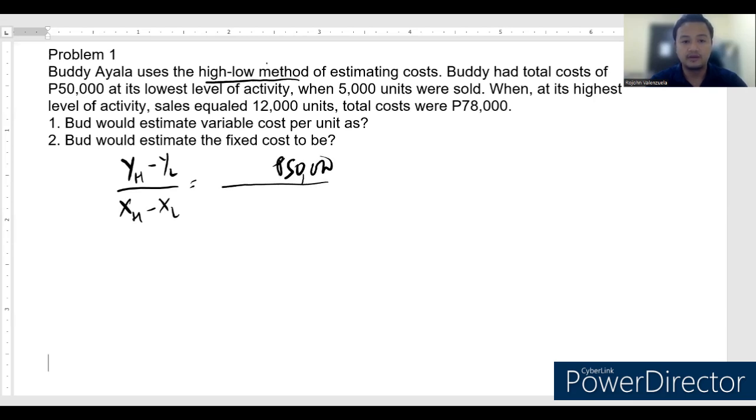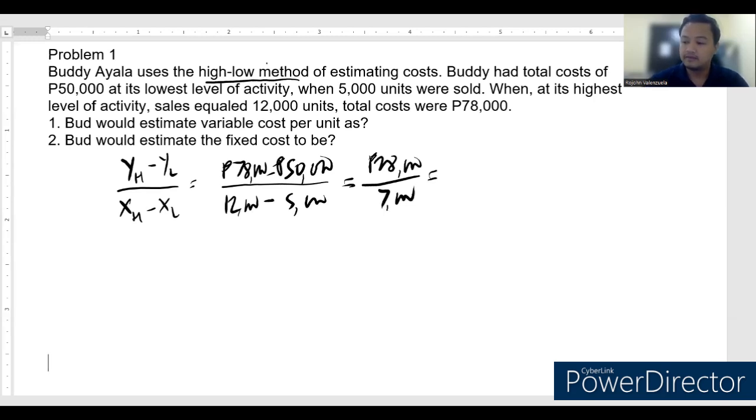That is the 5,000 units. So you have highest activity of 12,000 units with the total cost of 78,000. So therefore, 78 minus 50 is 28,000 divided by 7,000. Your answer is 28 divided by 7, which is 4. Yan. So 4, ang ating interpretation dyan is 4 pesos per unit.